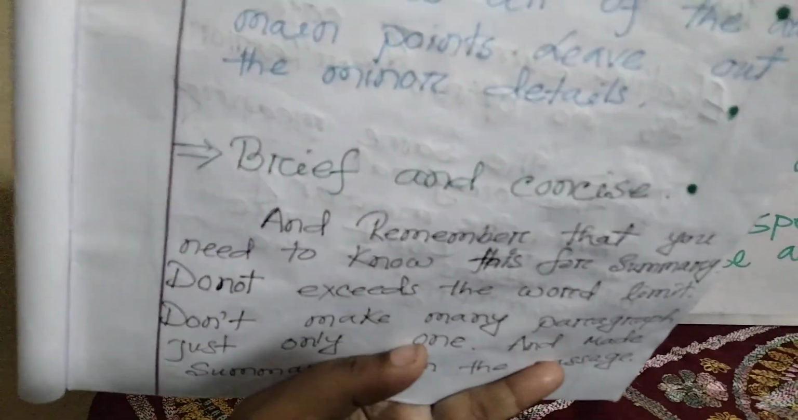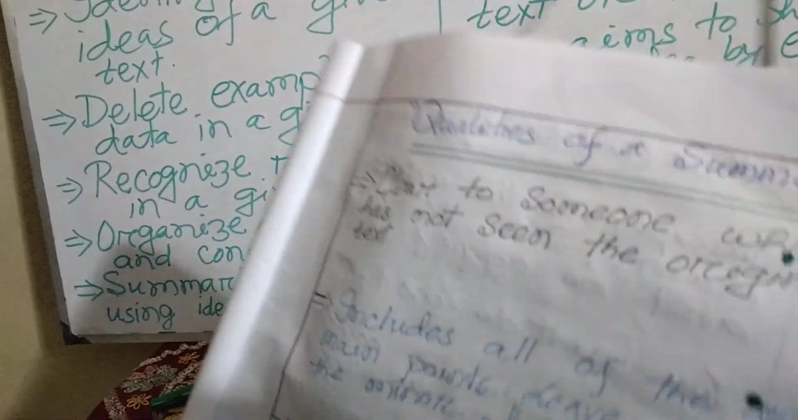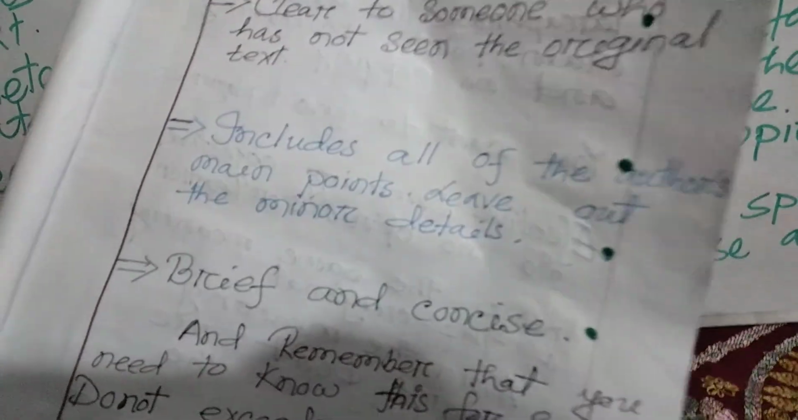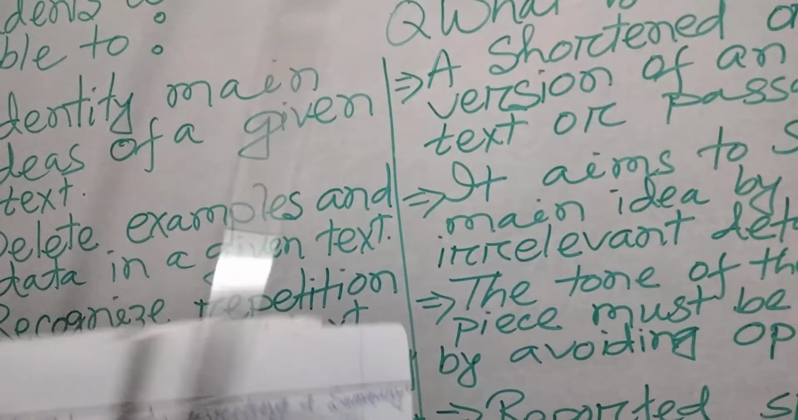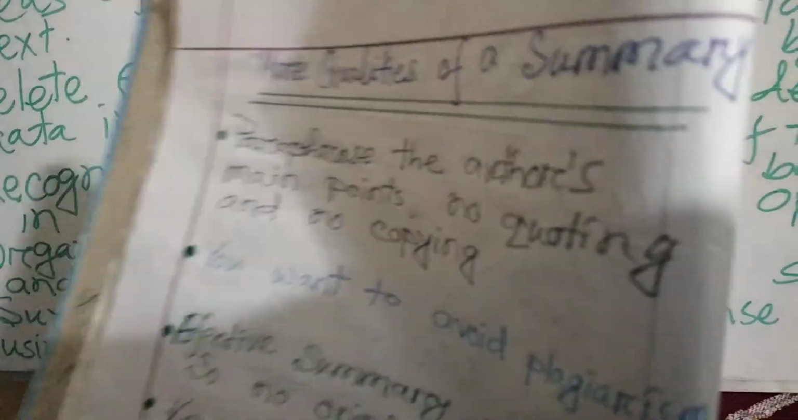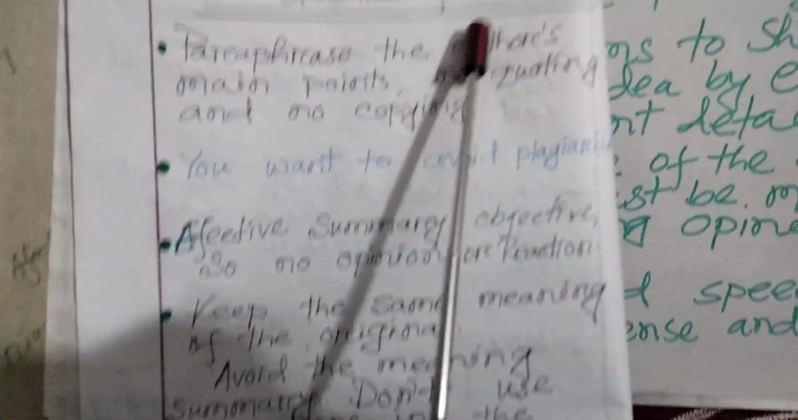Don't exceed the word limit. And don't make many paragraphs. Okay. Don't make many paragraphs. Just make only one paragraph, and make the summary from the passage. So you must write down a paragraph and you can write from your text. So all of you, now we will know more qualities of a summary.